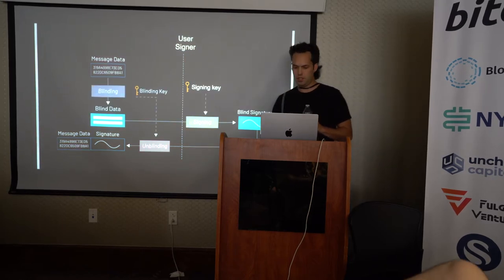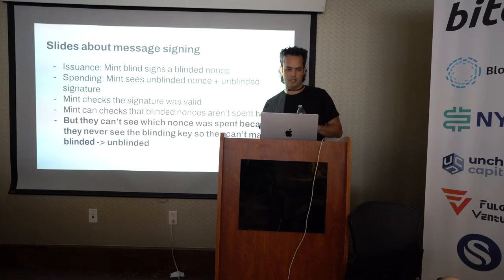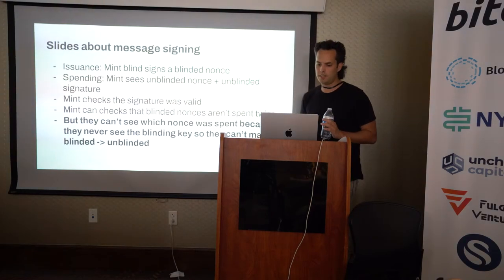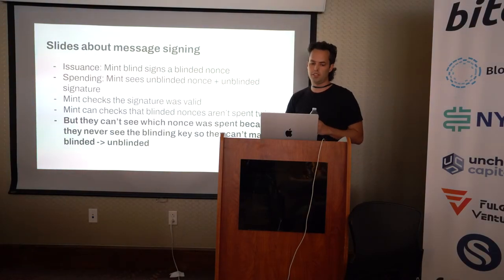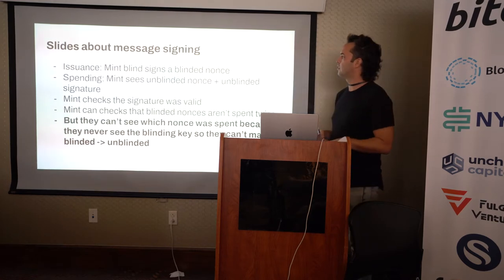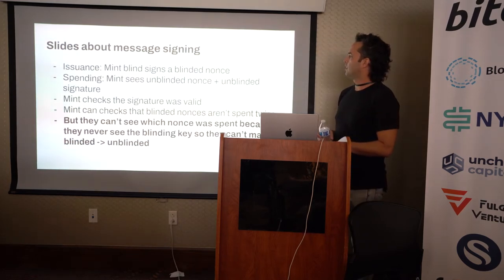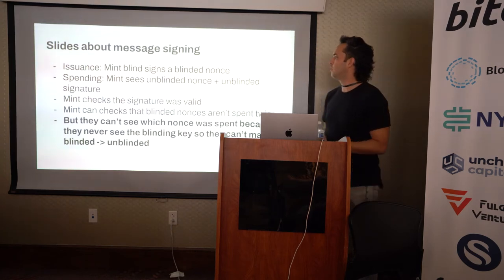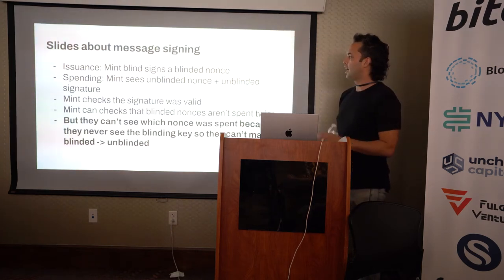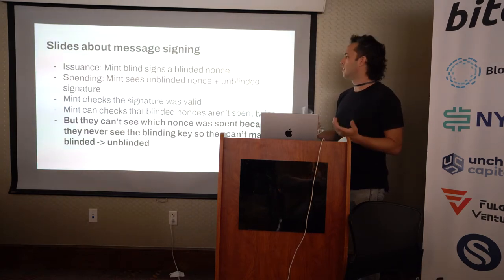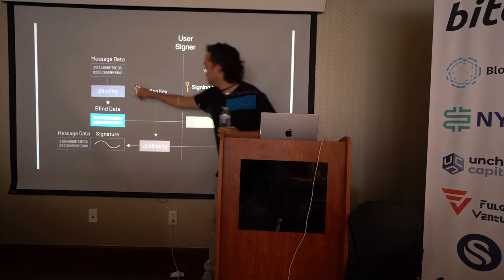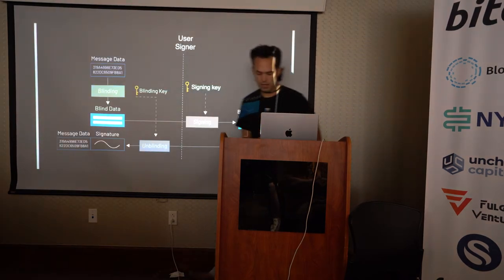Let me see my slides. So this is basically how it works. A Chaumian bank, in the traditional sense, this is where it's a bunch of word salad, and I apologize for this. I need to start drawing better or something. So the issuance, the Mint produces a blind signature of a blind nonce. And when it's spent, they see an unblinded nonce and an unblinded signature, right? So they see these when the spend occurs.